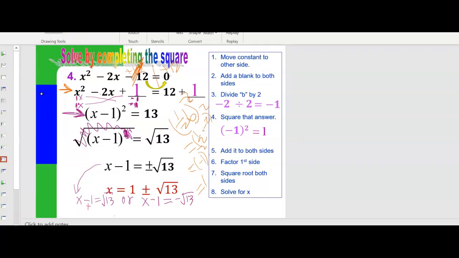Get rid of the minus 1 by adding 1. So I have x equals positive 1 plus square root of 13. Or, plus 1 for the second equation also, I have x equals positive 1 minus square root of 13. So I have x equals positive 1 plus or minus square root of 13. That is how you get this result. Okay.